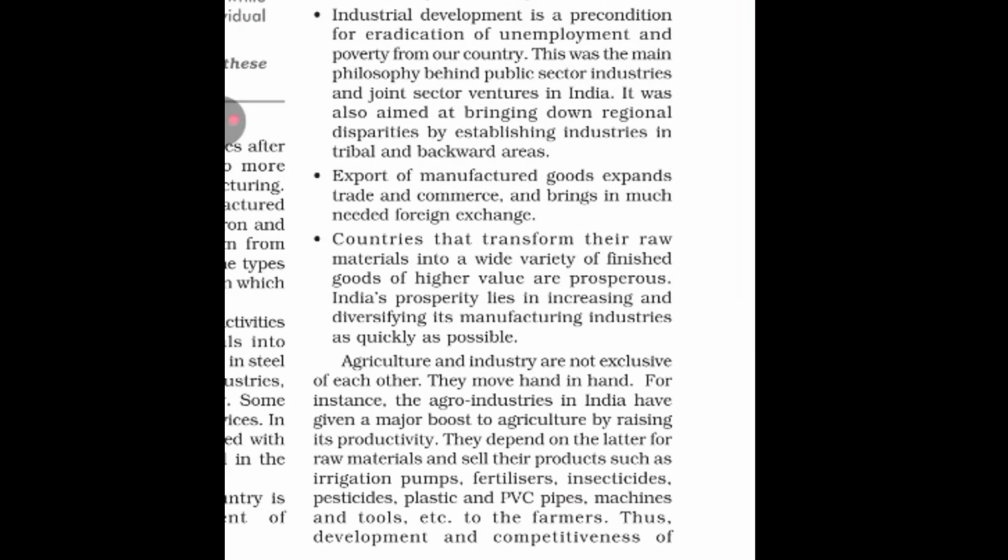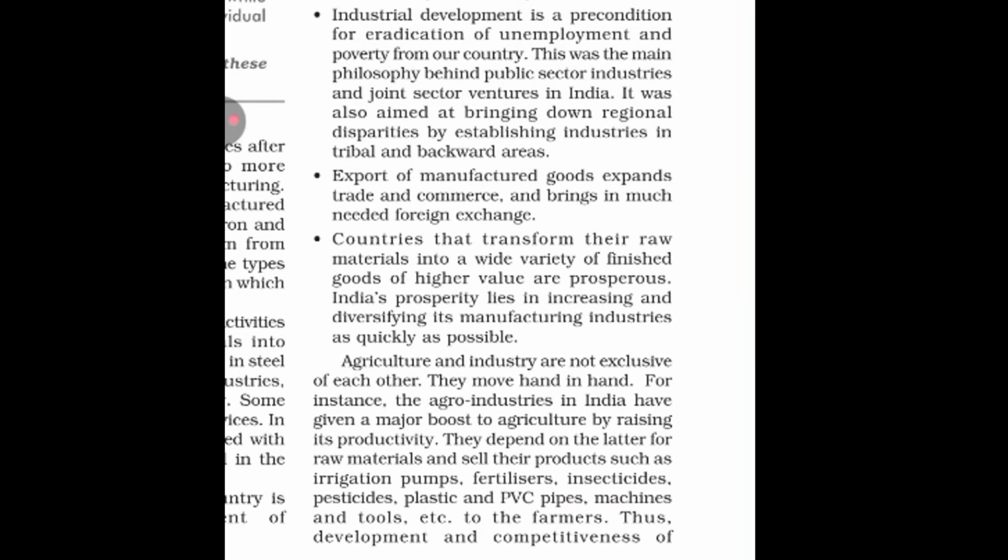Now, trade develops because of the export of good quality manufactured items. Okay. Third thing, countries that transform their raw materials into a wide variety of finished goods are prosperous. Now, we are tapping the resources to convert them into items of high value, thereby increasing our trade and prosperity of our country. Now, we think that manufacturing industries gain their raw materials from agriculture, but manufacturing industries are also giving more to agriculture.